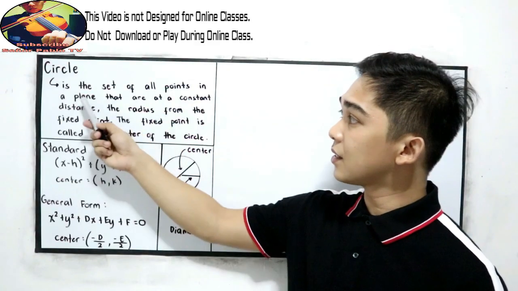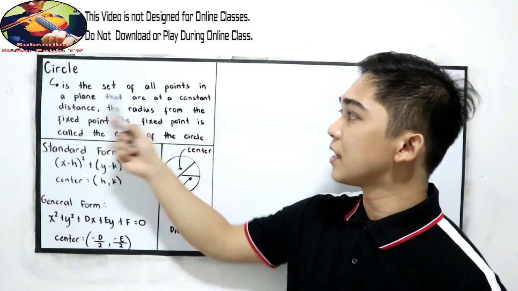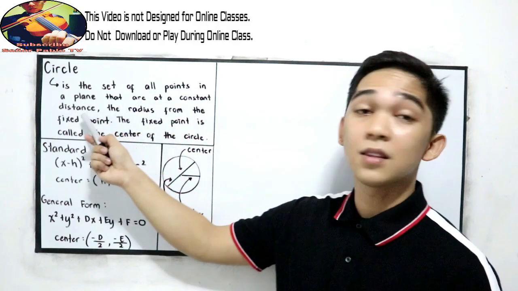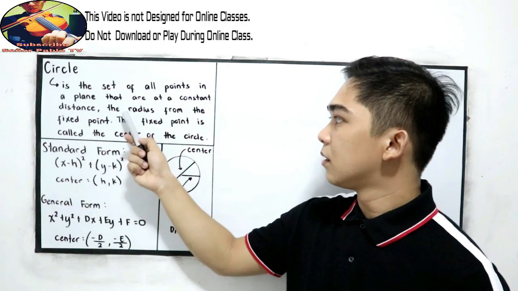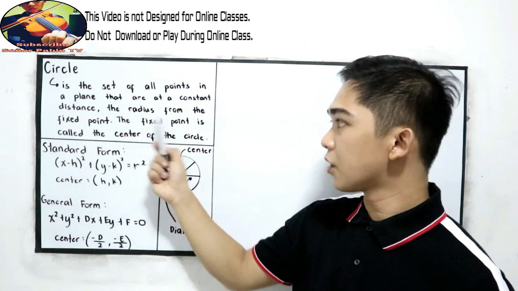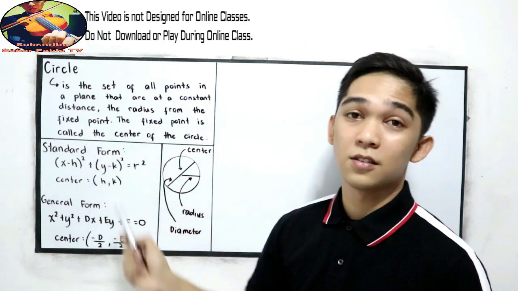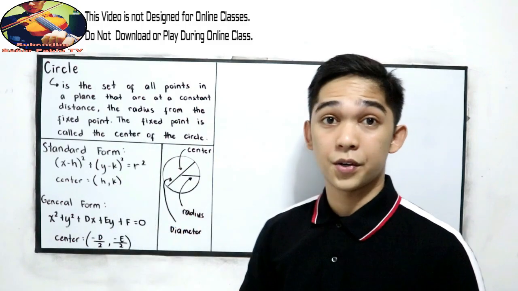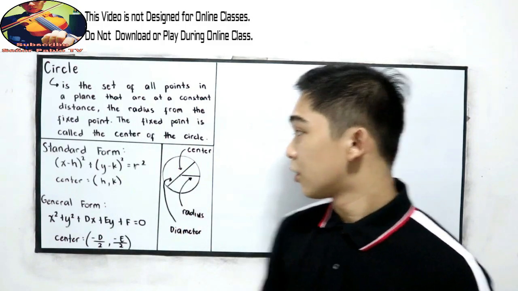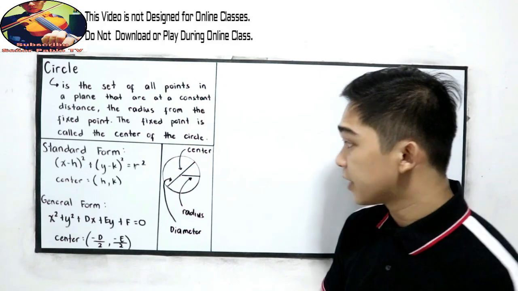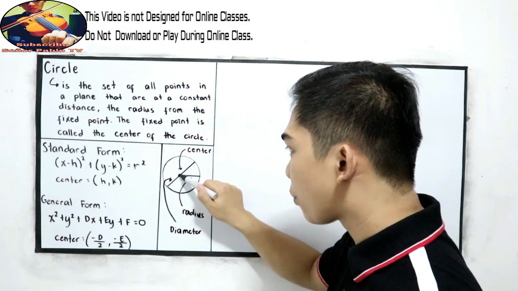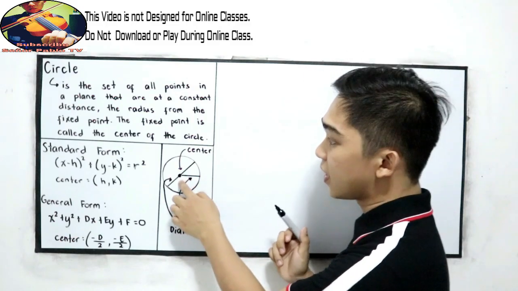A circle is the set of all points in a plane that are at a constant distance, the radius, from the fixed point. The fixed point is called the center of the circle. So let us illustrate to better understand. So we have a circle and we have a fixed point. That is the center.